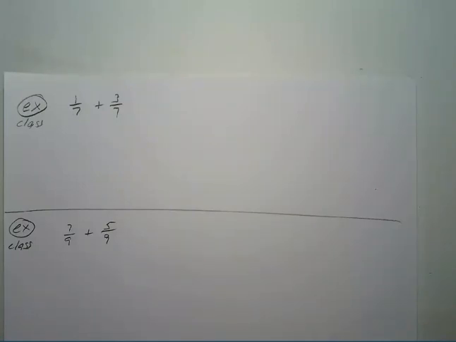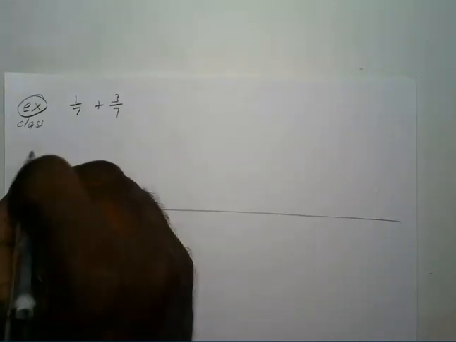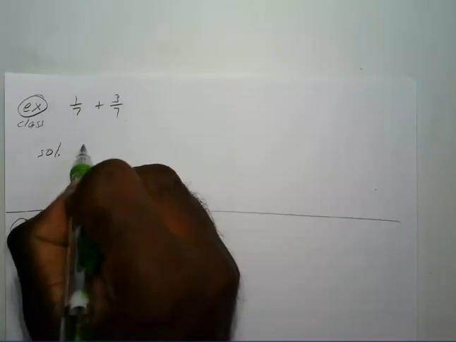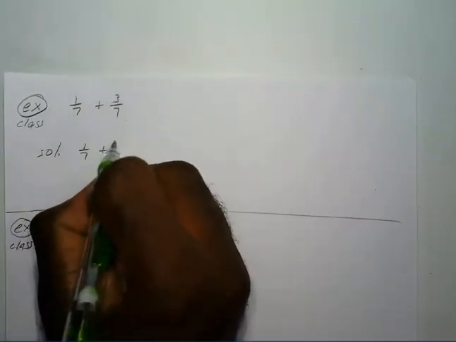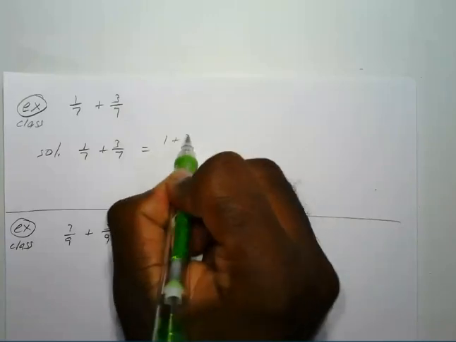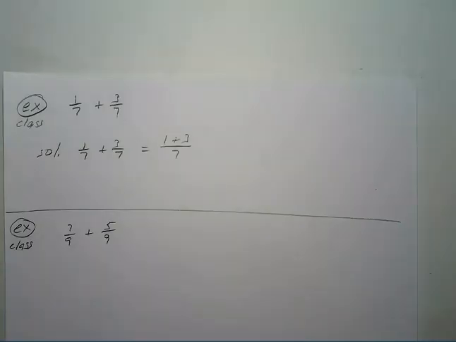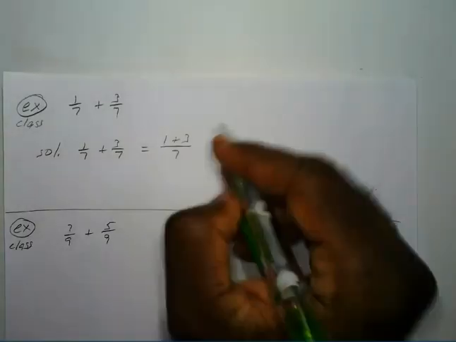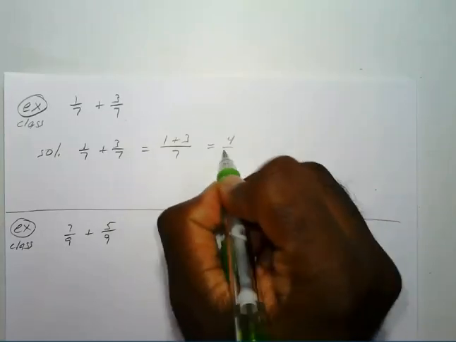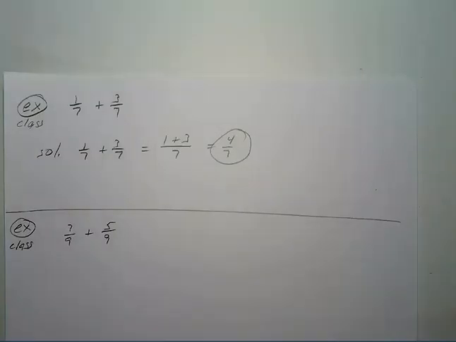All right, so I'm assuming you've pressed pause and you have solved these already. So let's go ahead and verify your answer. Okay, so you have 1/7 plus 3/7, that's just 1 plus 3 over 7, which is 4 over 7. And that's as simplified as that answer can become, so you're good right there.